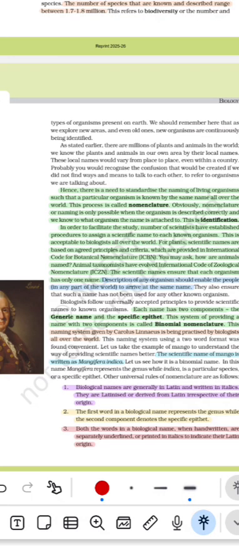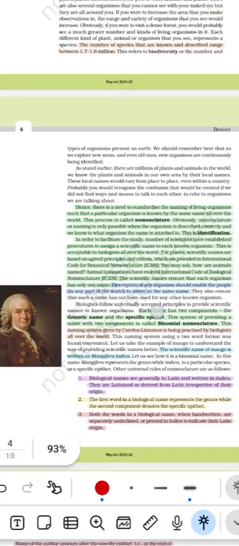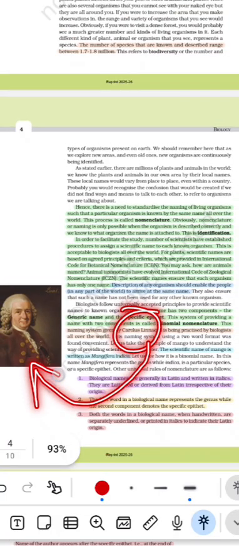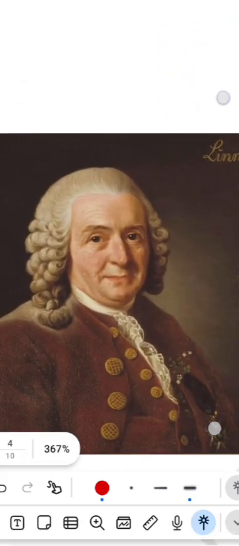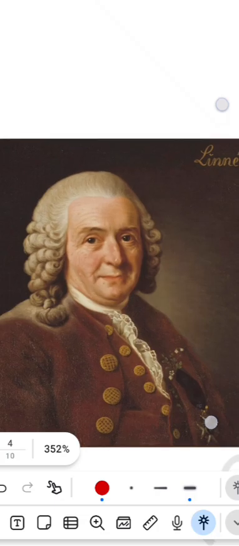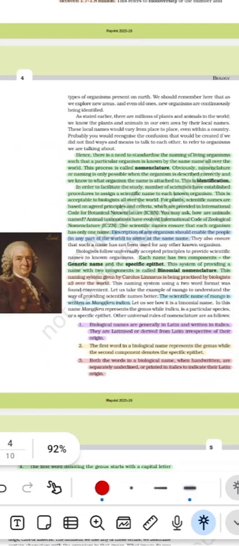Other universal rules of nomenclature are as follows. So, who is Carolus Linnaeus? This is Carolus Linnaeus, who invented binomial nomenclature and wrote the book Systema Naturae. We will read it later while studying taxonomy.